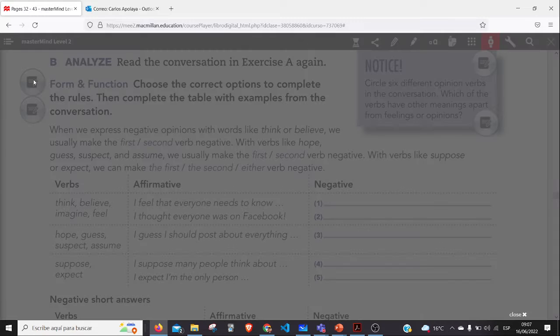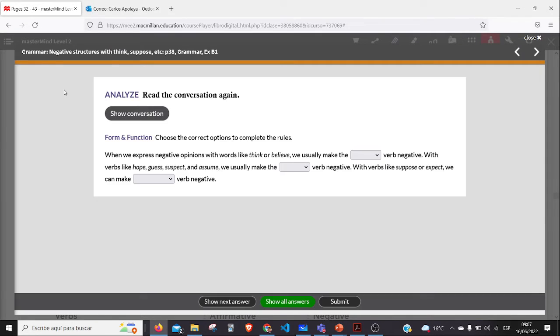Okay, so let's go here. Focus on this part. Okay, so look at this. Choose the correct option to complete the rule. When we express negative opinions with words like think or believe, we usually make the first or the second verb negative. The first. Okay.